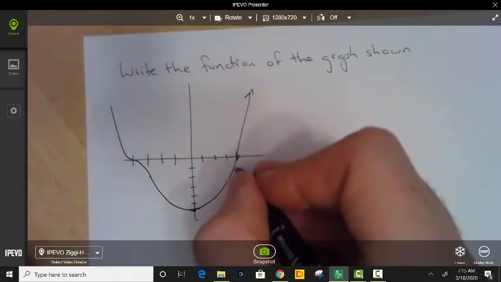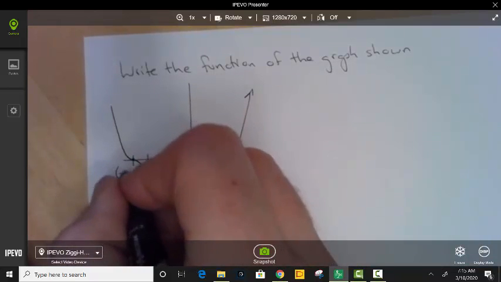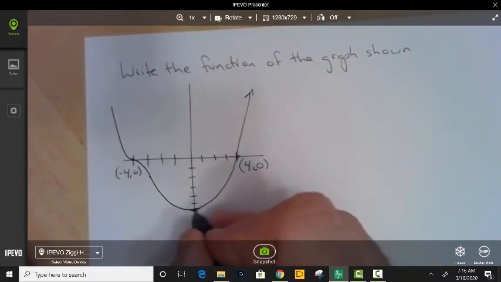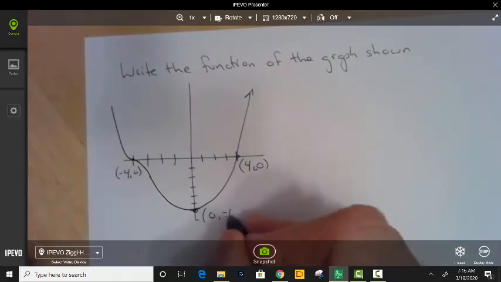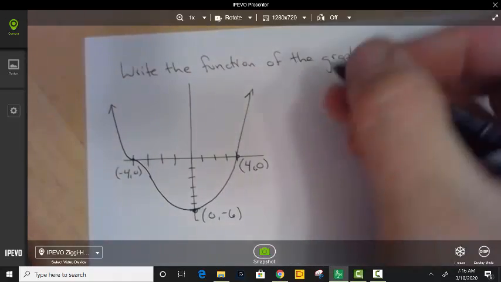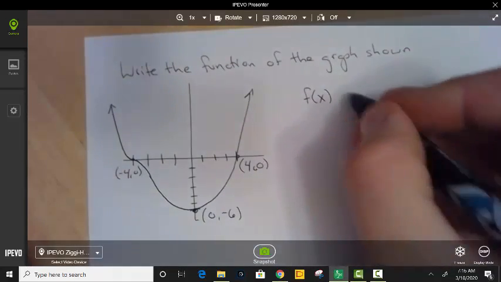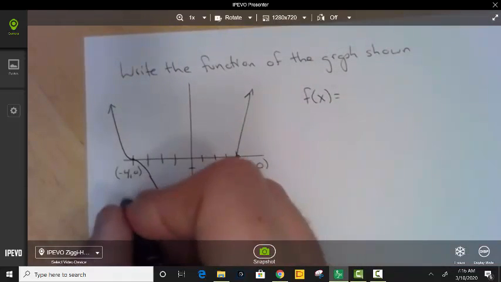Okay, so it has an x-intercept at (4, 0), an x-intercept at (-4, 0), and the y-intercept is at (0, -6). And we see it's a smooth continuous curve, so this is indeed going to be a polynomial function. And so what we're going to do is work through this backward.